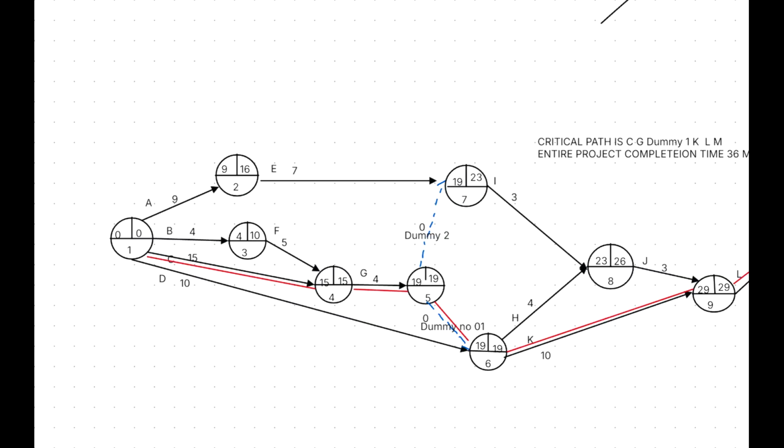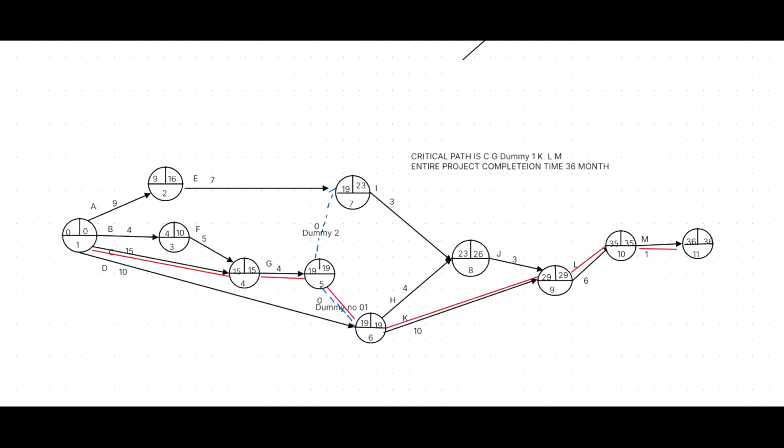Okay. Anytime, remember, when you're going to calculate the early start time, you should select the highest value. Consider the alternative path, add in and select the highest value. When you're going to calculate the latest completion time, easy to remember, subtract and select the least value.